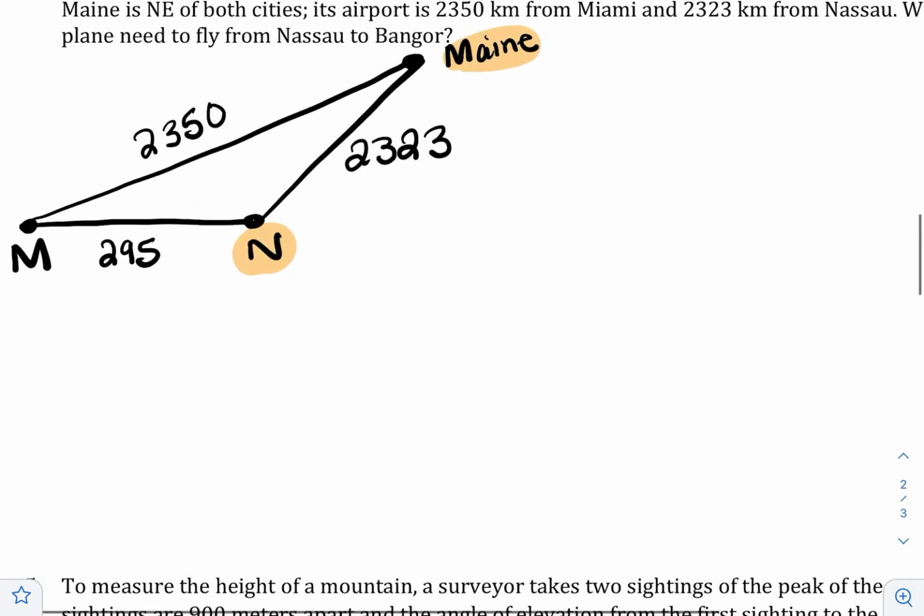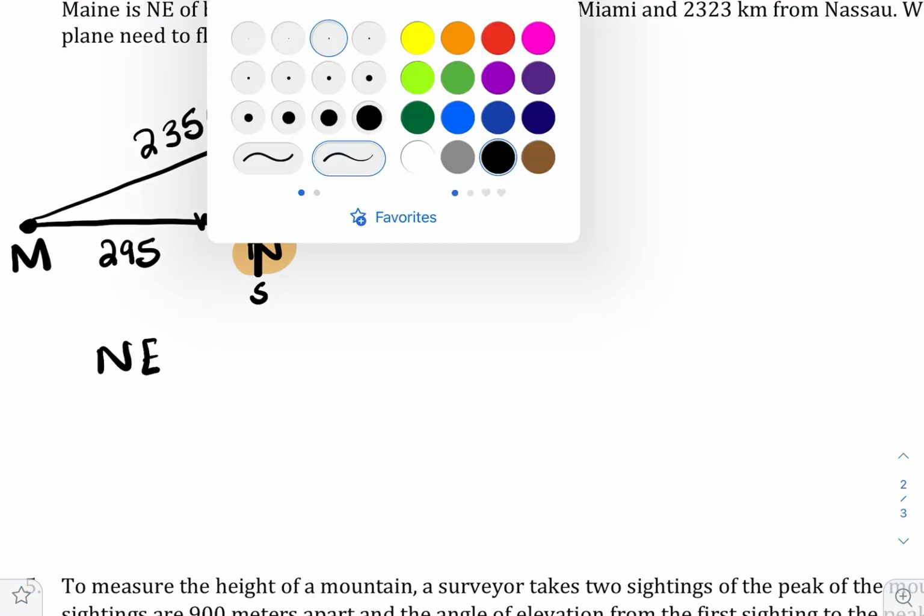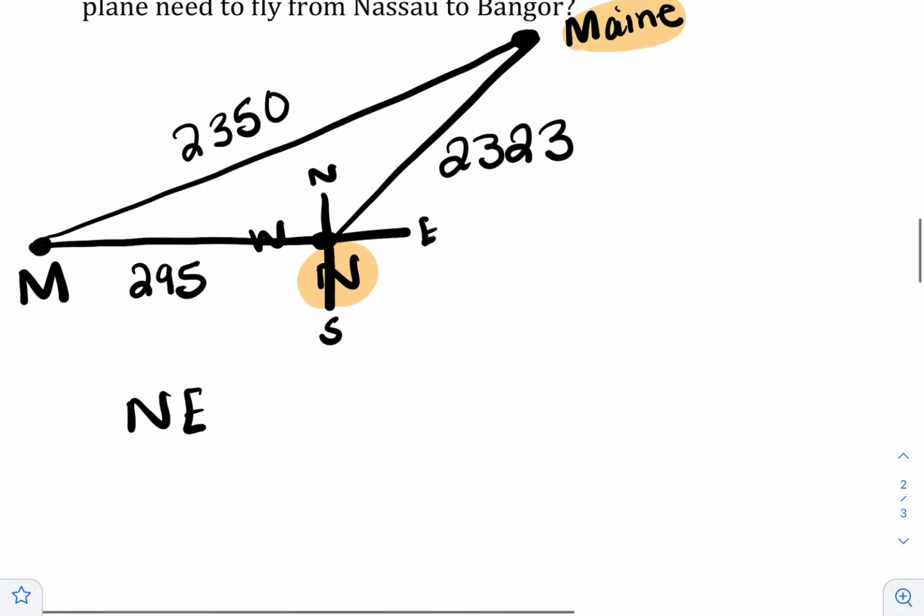So to have a bearing, I'm definitely going to have to draw a compass. So this is going to be north, this is going to be east, this is going to be south, and this is going to be west. We definitely know that the bearing is going to be northeast. That we already know. But we need to find out the angle. So the angle is going to be this angle right here. This is going to be the bearing.